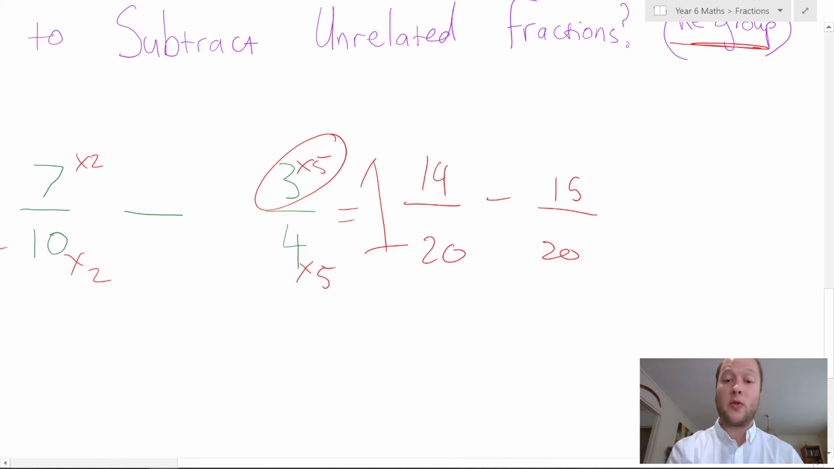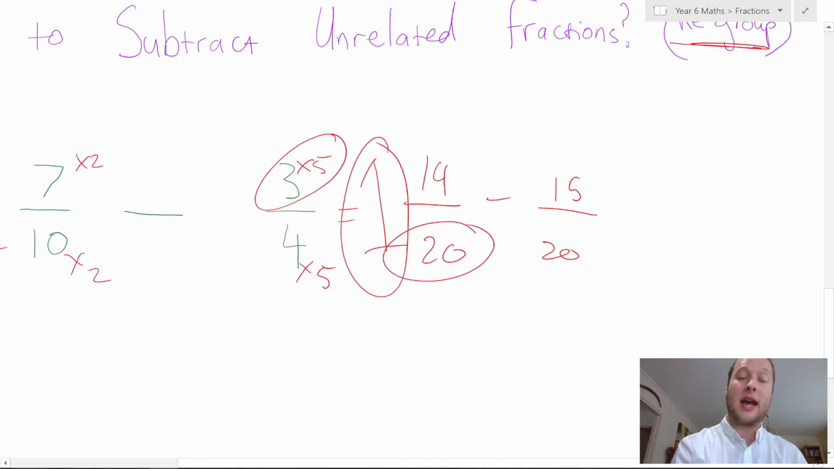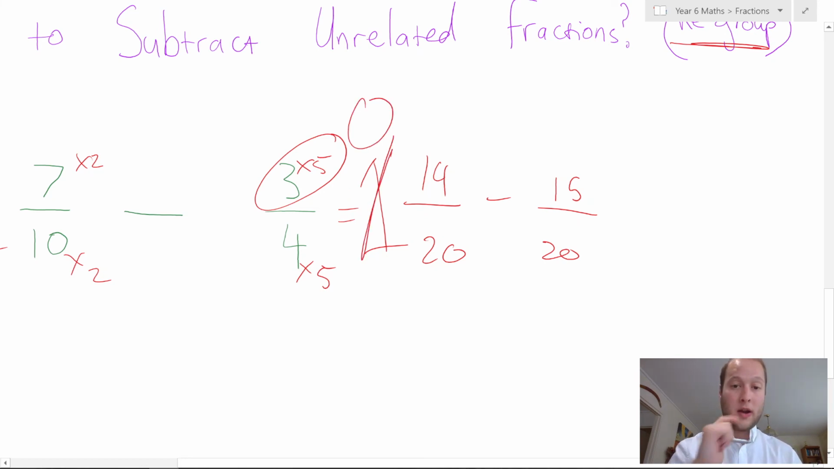I can't do 14 take away 15 because I'm going to be -1. I can't have -1, so I'm going to have to regroup. I can actually get this whole number and I can regroup it. What's one whole worth? Well, it will be worth 20 out of 20. So if I crossed out 1 and made it 0, I've taken away one of them, I can now add 20 to this side. That's because one whole is worth this number on top of itself.